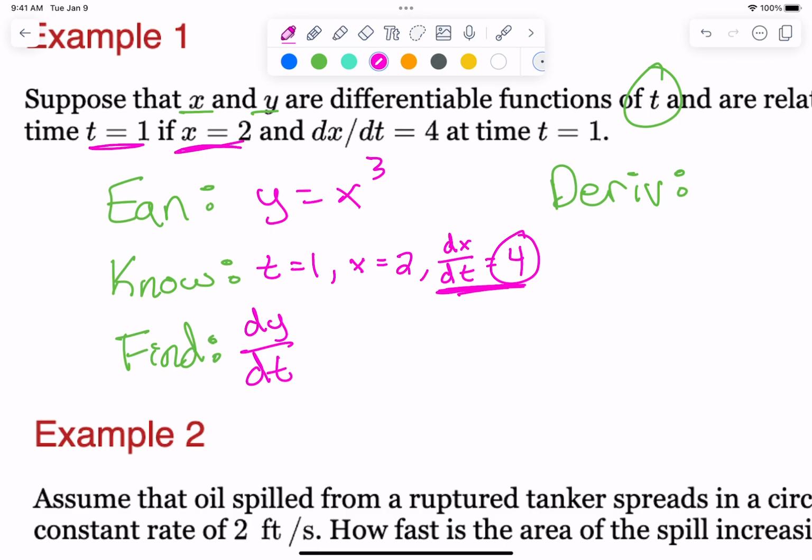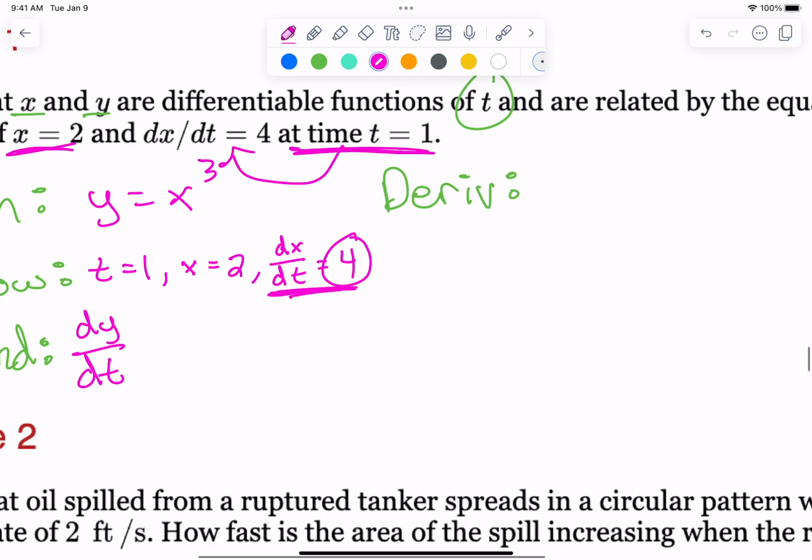At a time of 2, the rate might be 6. At a time of 3, it might be 12, okay? So it's saying at the specific time of 1, which is where I'm looking, the rate at which it changes is 4 at that specific moment. Okay, that's why it says that twice, okay?